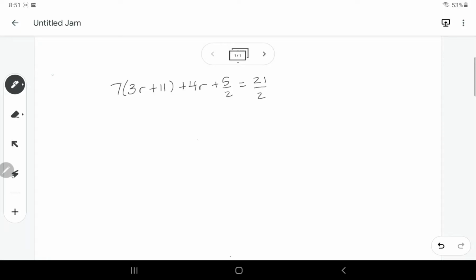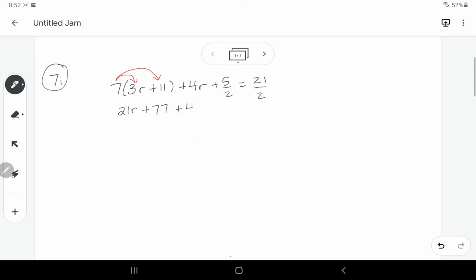Hi, this is question 7I from the day 4 homework. So with this one and with all of them, we always want to multiply in any brackets. So I'm going to multiply this 7 into that bracket right there. So that's how we'll start. So 7 times 3r is 21r, and 7 times 11 is plus 77.